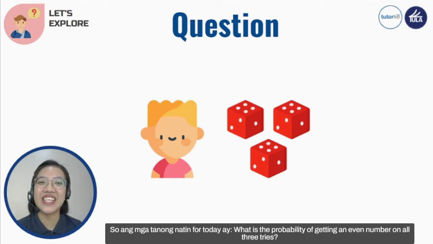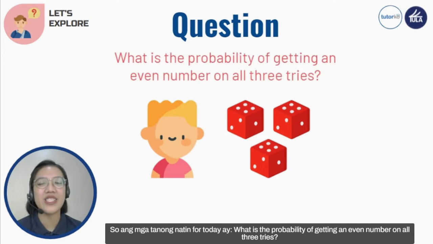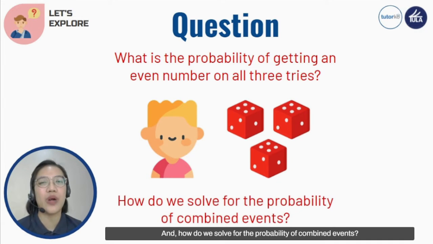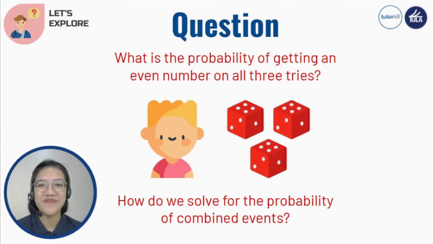So, ang mga tanong natin for today ay, what is the probability of getting an even number on all 3 tries? And how do we solve for the probability of combined events? Before we can answer these questions, let's first review and define some terms.